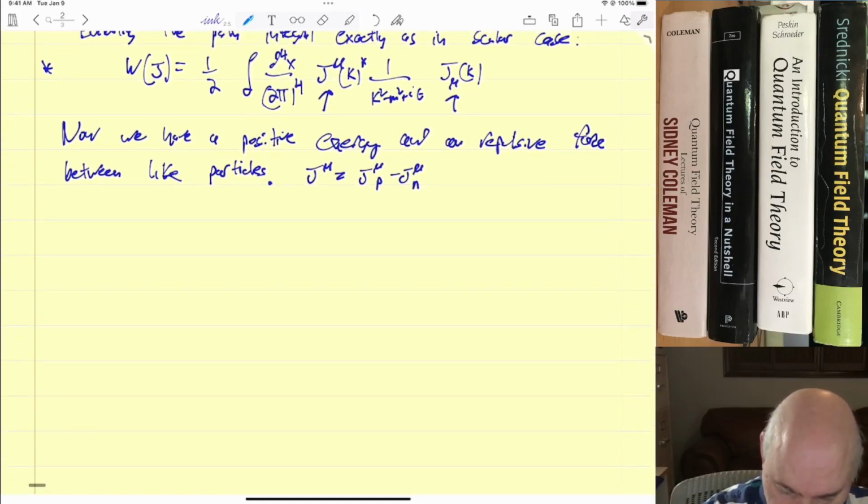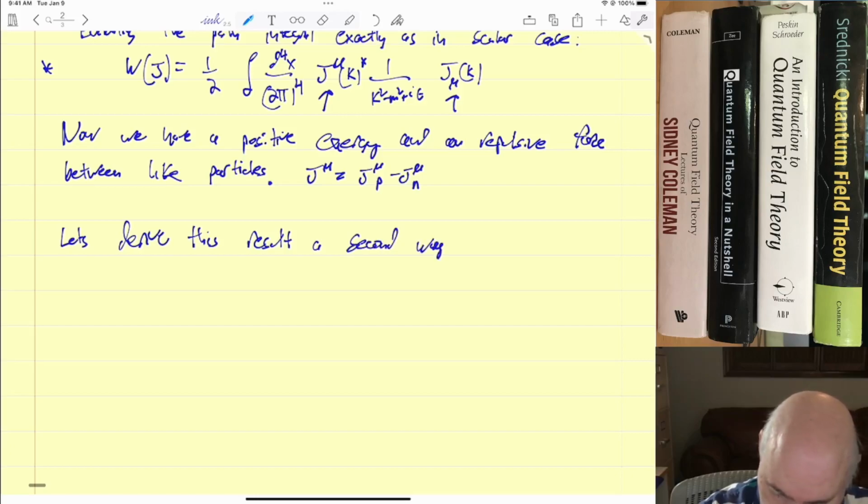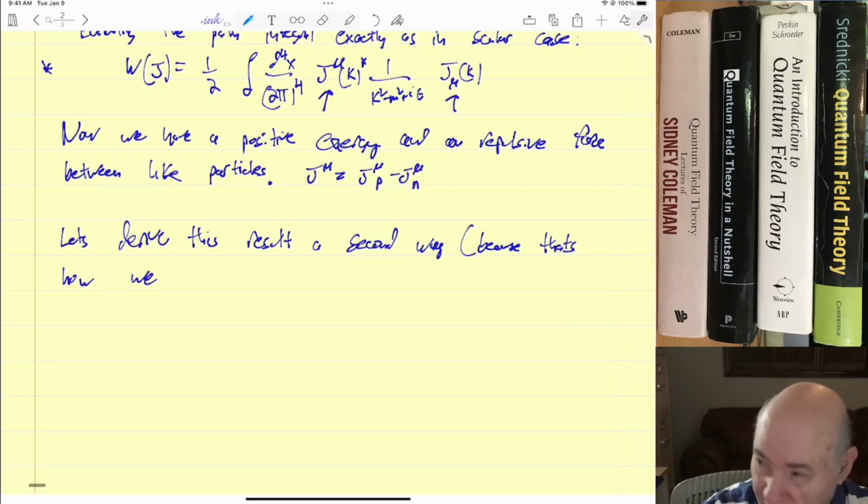Okay. Now there's another way. Let's derive this result a second way, because that's how we will do it in gravity, because we're not going to do the whole theory of gravity with the Lagrangian and everything. Then we have to get into a lot of general relativity.